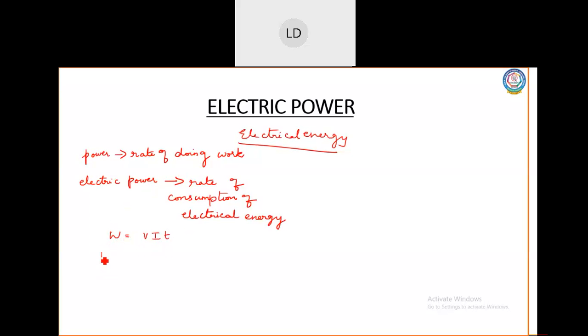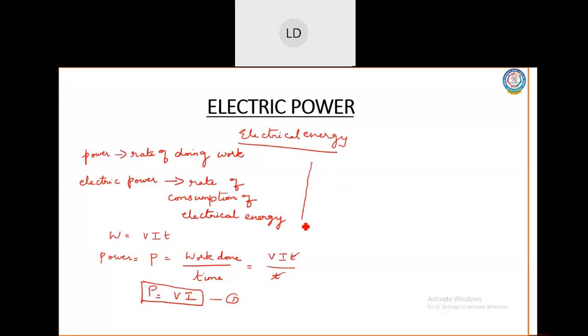So work done is power. Power is represented by capital P, children. It is the rate of work done, which means with respect to time. So work done is V into I into t, divided by t. So t and t get cancelled. Here is the formula for power, which is the product of potential difference and current. V is the potential difference or voltage, voltage into current.